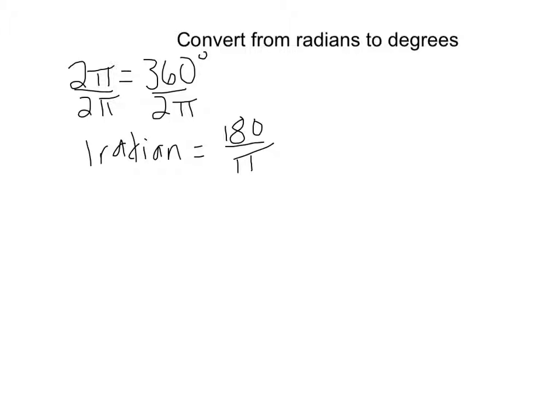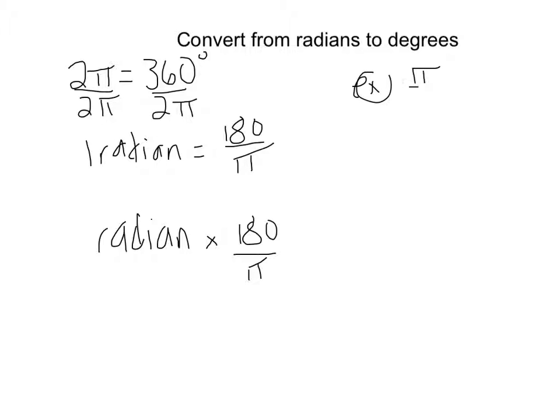So what I would do is take any radian value and multiply that radian value by 180 over pi. Sometimes those pi's are going to cancel out and you'll be left with a whole number. Occasionally, if the original radian value doesn't have a pi, that won't happen. But let's look at an example. Let's say I have pi over 6 and I want to convert pi over 6 to degrees. Then all I would do is take pi over 6 and multiply by 180 over pi.